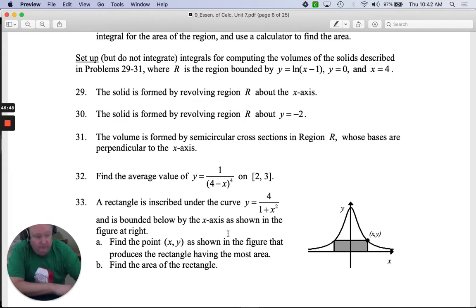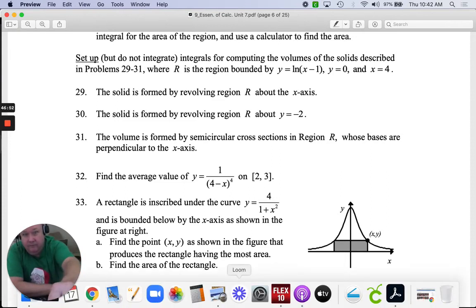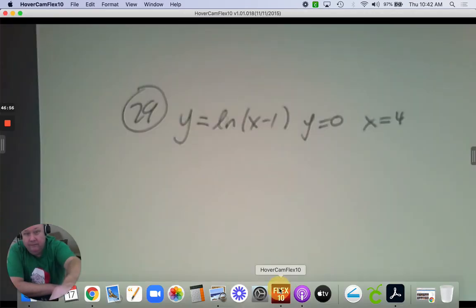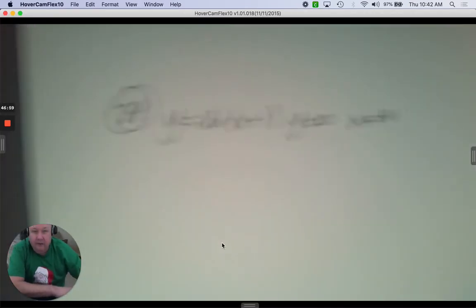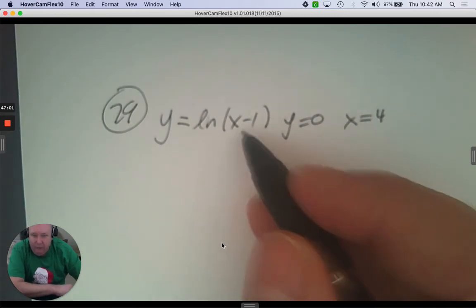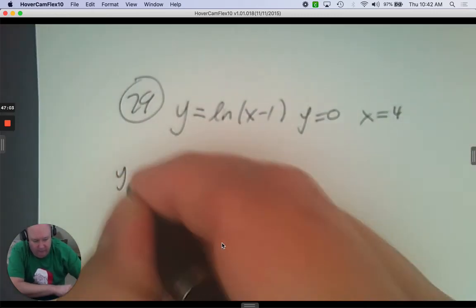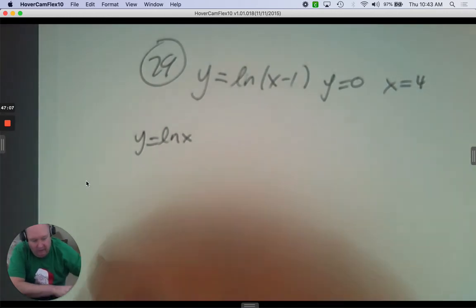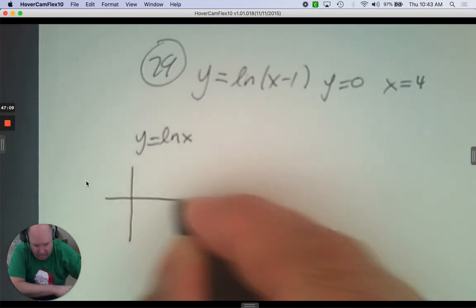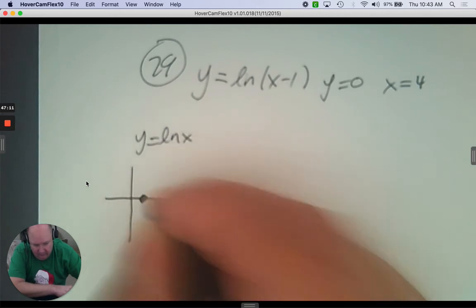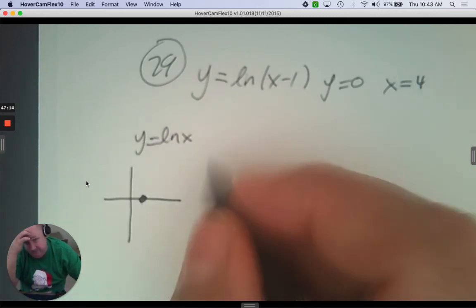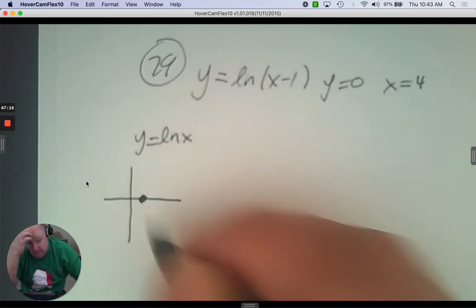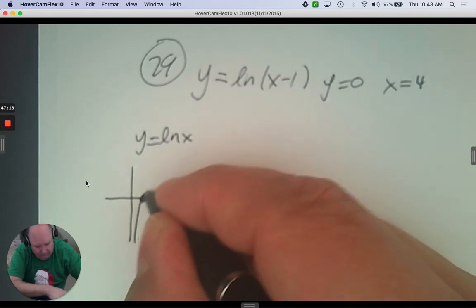So first of all, you probably don't remember logarithms. So why don't I just do a quick review, there's a lesson coming up to remind you. y equals ln x. This is what the graph looks like. It actually has an intercept here at 1. So ln 1 equals 0. And this is the curve of it.